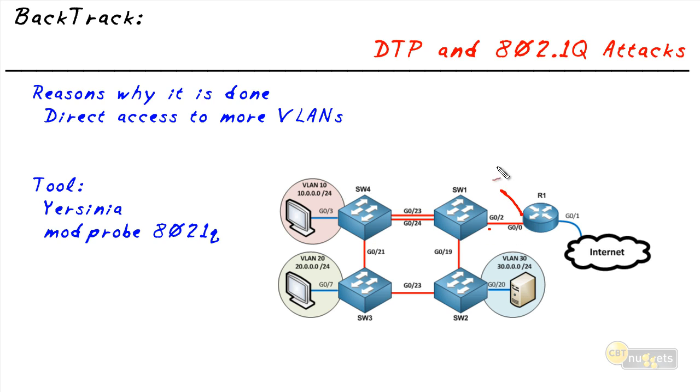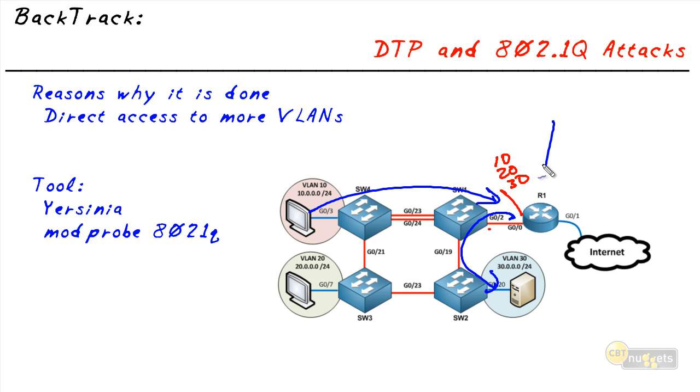And on R1, we have sub interfaces. We have one for VLAN 10, one for VLAN 20, one for VLAN 30. And as such, router 1 can route between them. So when traffic needs to go between VLAN 10 and VLAN 30, the traffic would go like this. It would go over to its default gateway. The router would say, oh, I know how to reach VLAN 30. It would re-encapsulate the layer 2 frames and send them over.